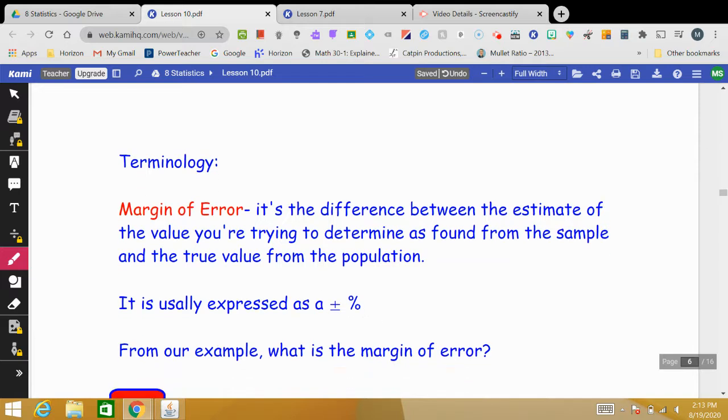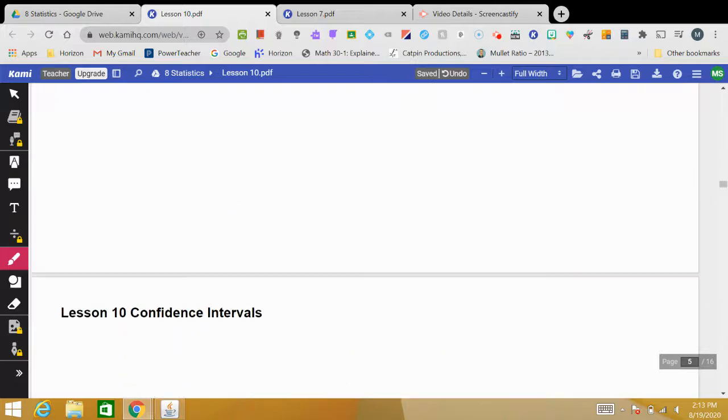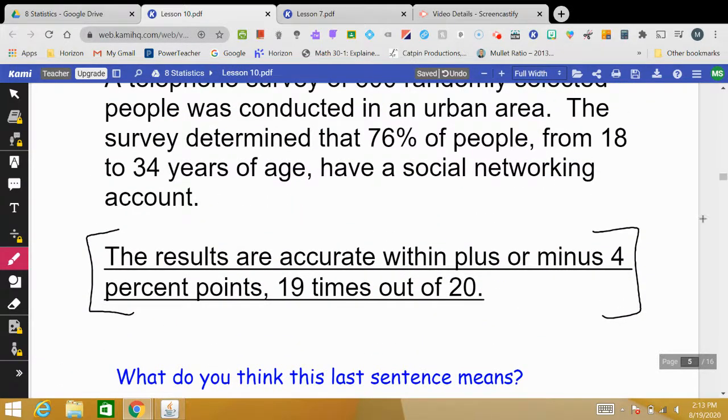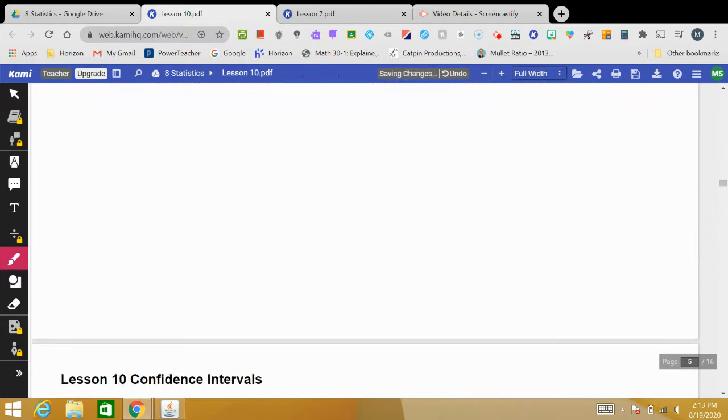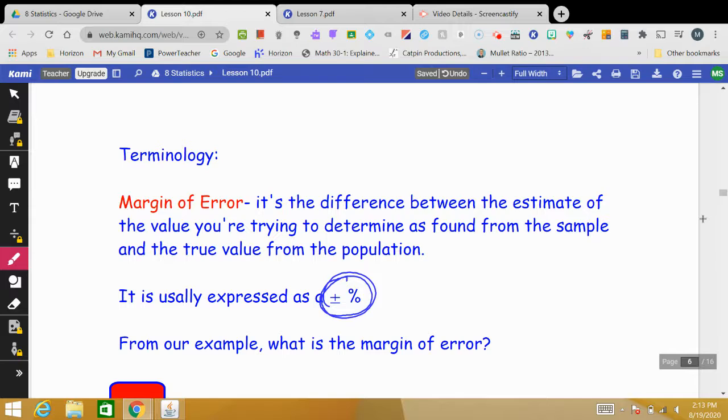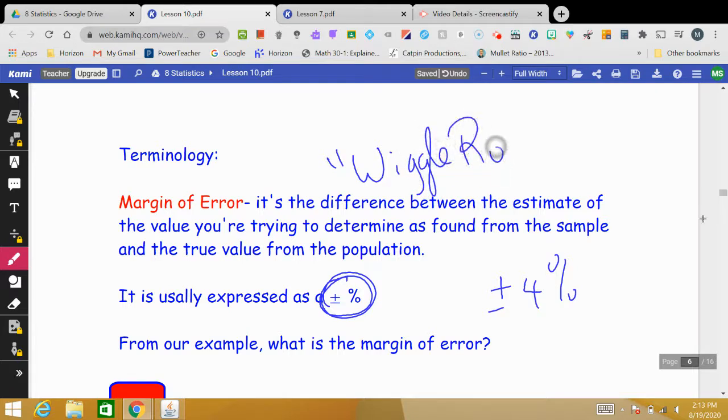Margin of error. It's the difference between the estimate of the value you're trying to determine as found from the sample and the true value from the population. That sounds really quite hard to understand, but it's just this plus minus number. So when we go back and look here, margin of error is plus minus 4 percent points, or 4%. So our margin of error is plus minus 4%. What I want you to think of margin of error as, it's your wiggle room. Okay?